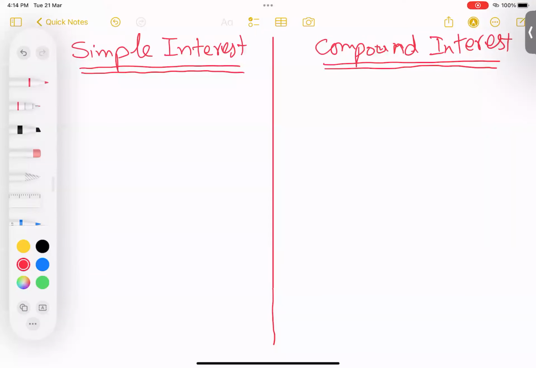Bismillah ar-Rahman ar-Rahim. Today in the lecture, we have to discuss the difference between simple interest and compound interest.